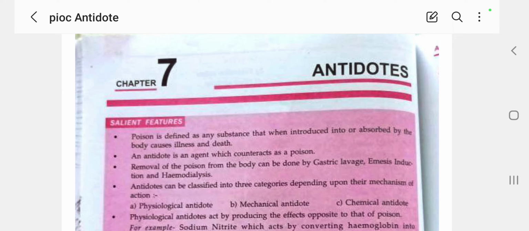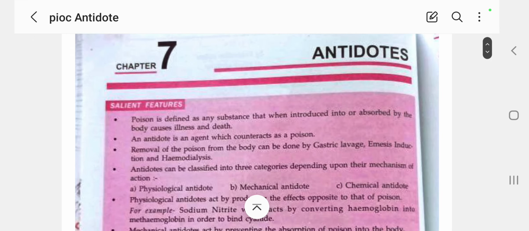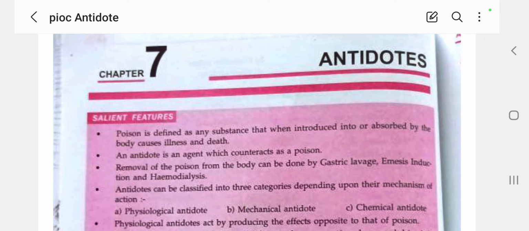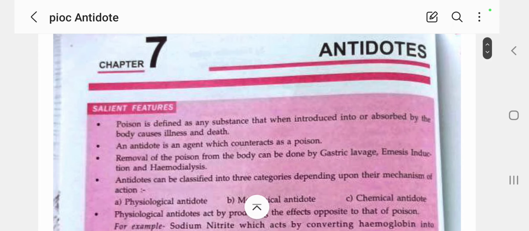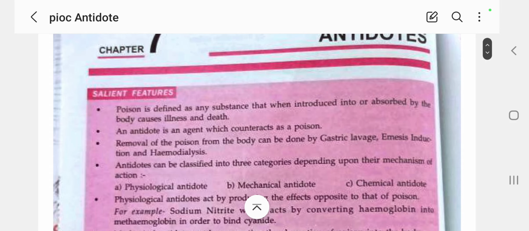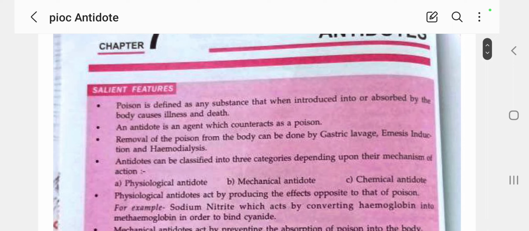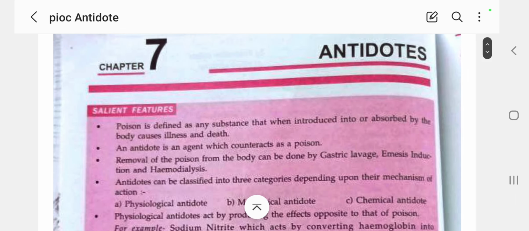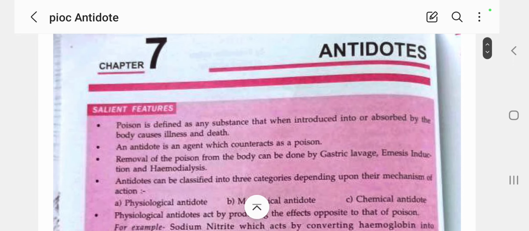So today I am going to discuss with you about antidotes. So what do you understand by antidote? Antidote is an agent which will act against poison. Or simply, if poison is defined as any substance that when introduced into or absorbed by the body causes illness and death, then an antidote is an agent which counteracts a poison. So this is the proper definition of antidote.